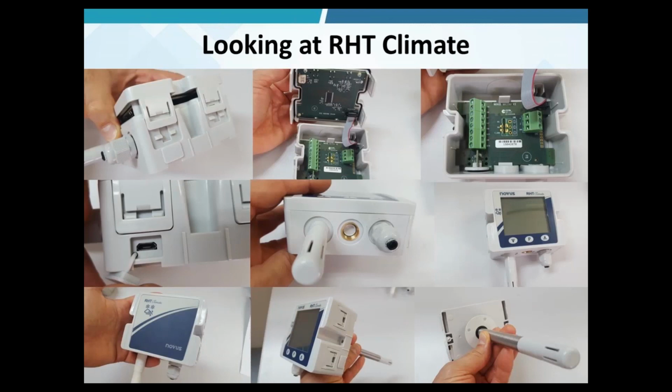So let's take a look at some details of RHT climate. We have here some pictures of different views and different models. The enclosure does not have screws, which means the upper cover closes by pressure on the O-ring sealing and by clicking on the end limit of the box.